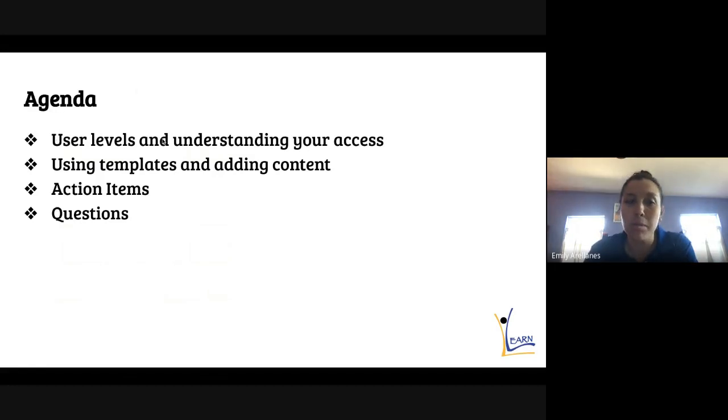We're first going to be talking about user levels and understanding your access. User levels are basically, once you set up your account, you probably saw that you're an author, some maybe managers, and just understanding what your access is within that. Second is using templates and adding content. This is going to be the beef of our presentation, and that's just going to be me constructing a campaign or a newsletter, showing you how to do that using blocks and everything within MailChimp.